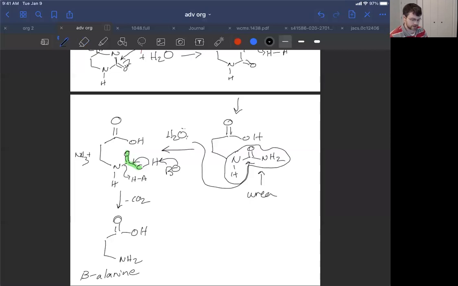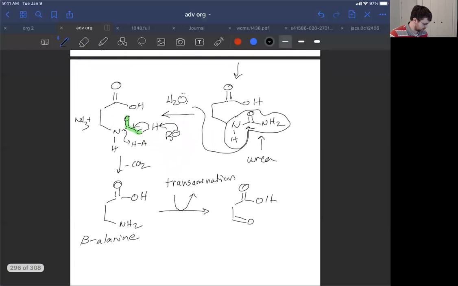Okay, what you can do at this stage is an amine swap. We'll talk about this when we get to the peptide chemistry, where you can convert an NH2 into a carbonyl. So we get an aldehyde. So this now looks like malonic acid, but it's an aldehyde. So this is malonic semialdehyde. I think this is a cool molecule.